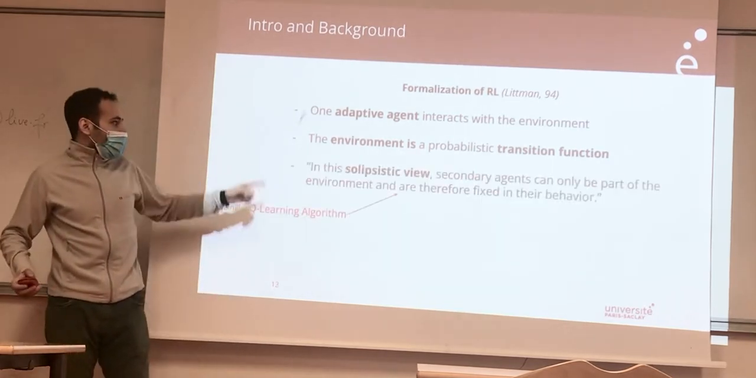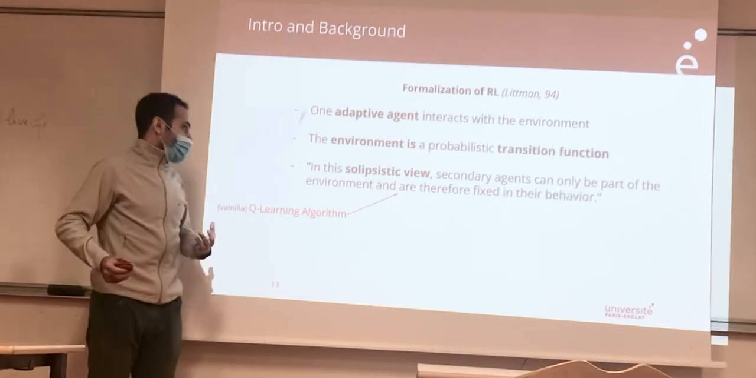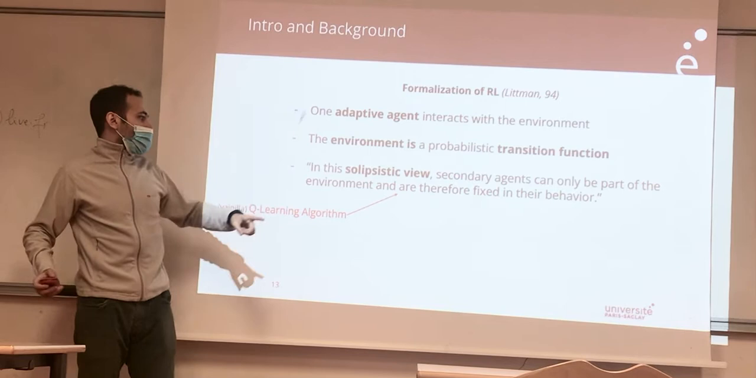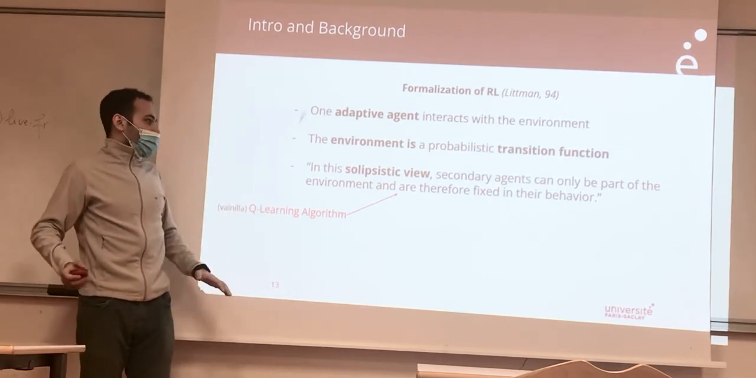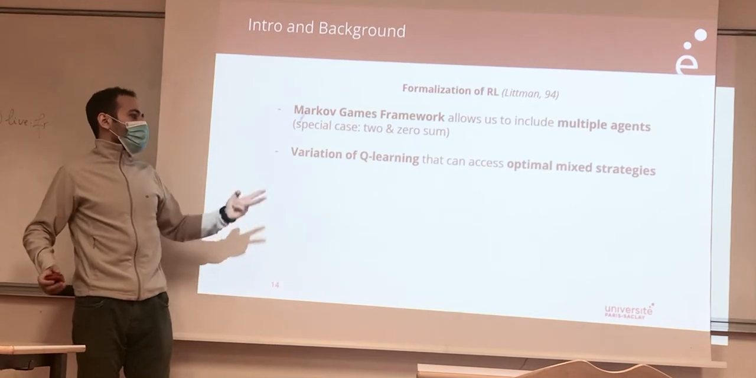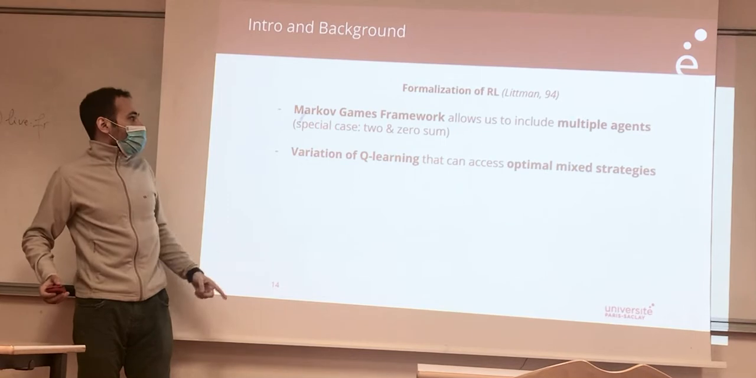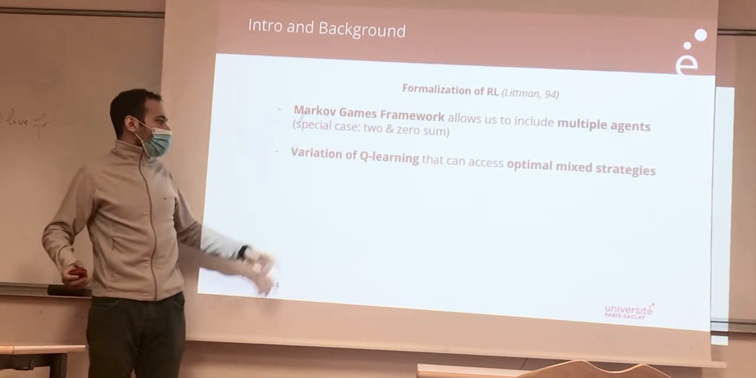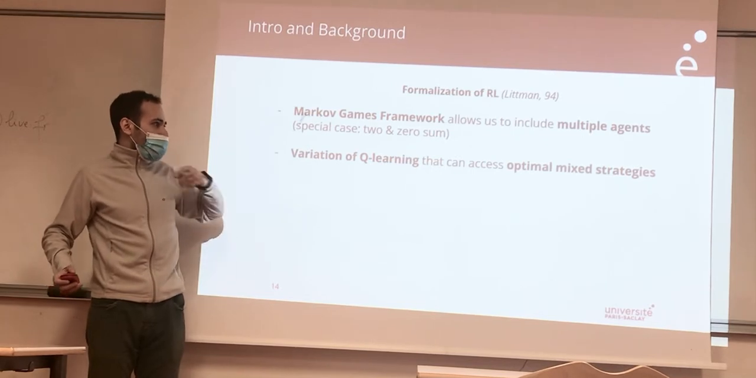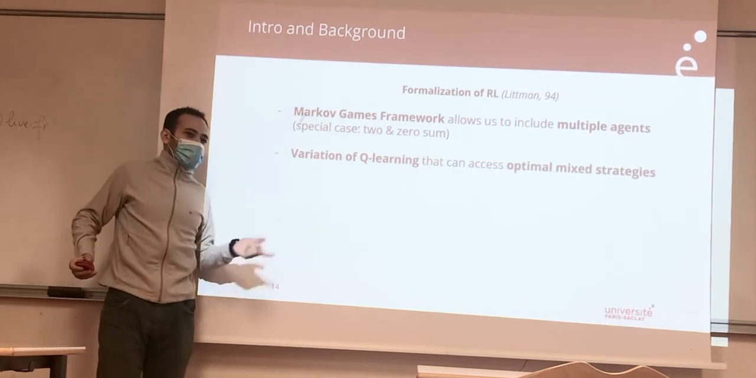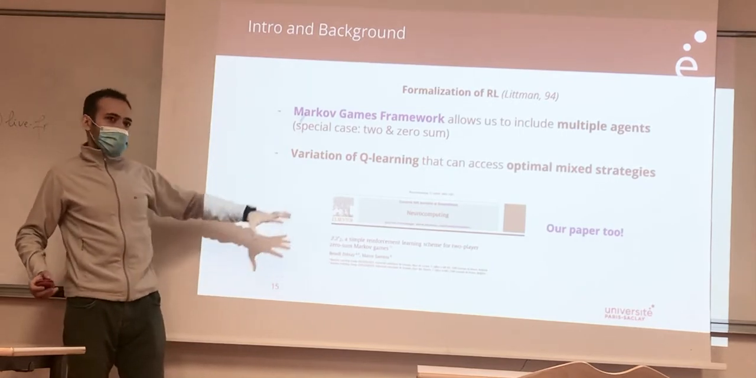So, okay, then he says, in these points of view, solipsistic, we only know about ourselves. Secondary agents can only be part of the environment, that is the conclusion. So, the framework for two agents in reinforcement learning is Markov games. He introduces this framework, and Littman in 94 proposes a variation of the typical Q-learning algorithm called minimax Q-learning. So this is important. Our paper does the same and builds upon this base.